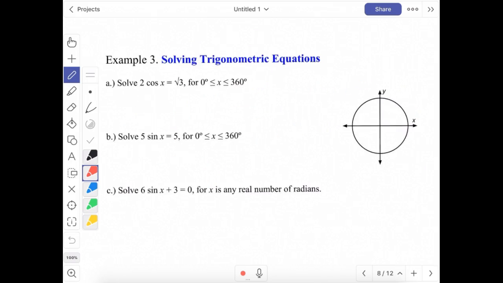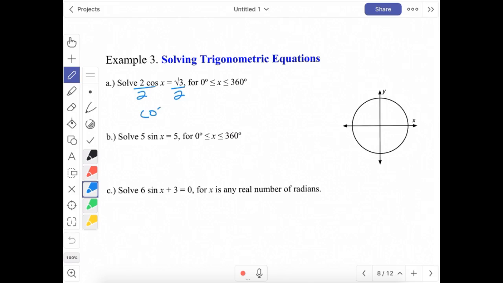So that's all we're doing there. Now if we're solving trig functions, you can see we're given: solve 2 times cosine of x is equal to square root of 3 for any value between 0 and 360 degrees. With that trig function, I want to be left with only cosine of x for part A. So in order to do that, I'm going to have to divide by 2.